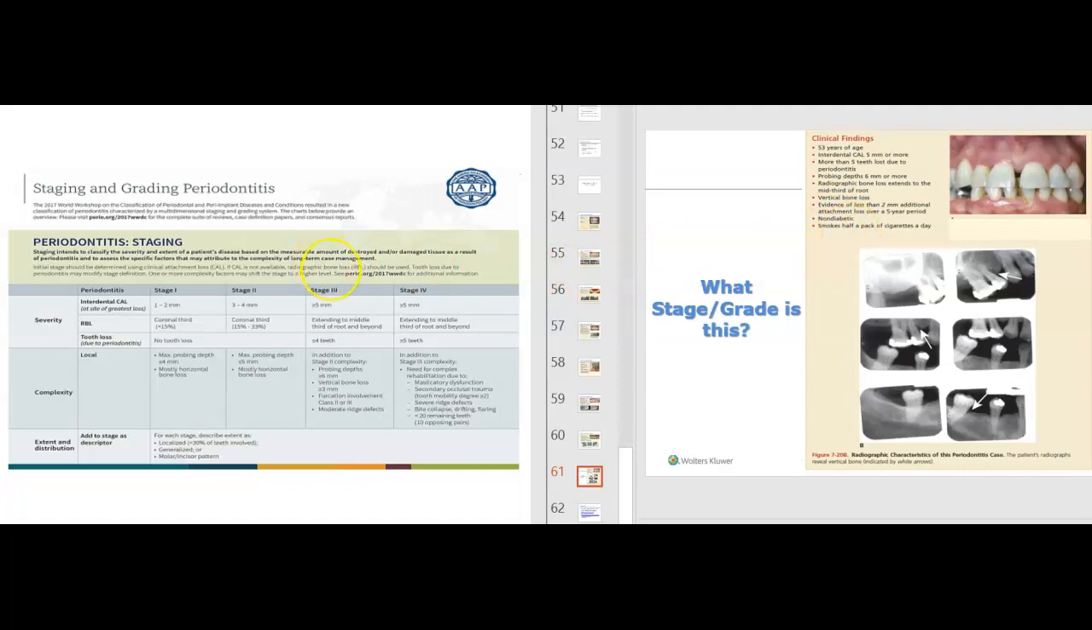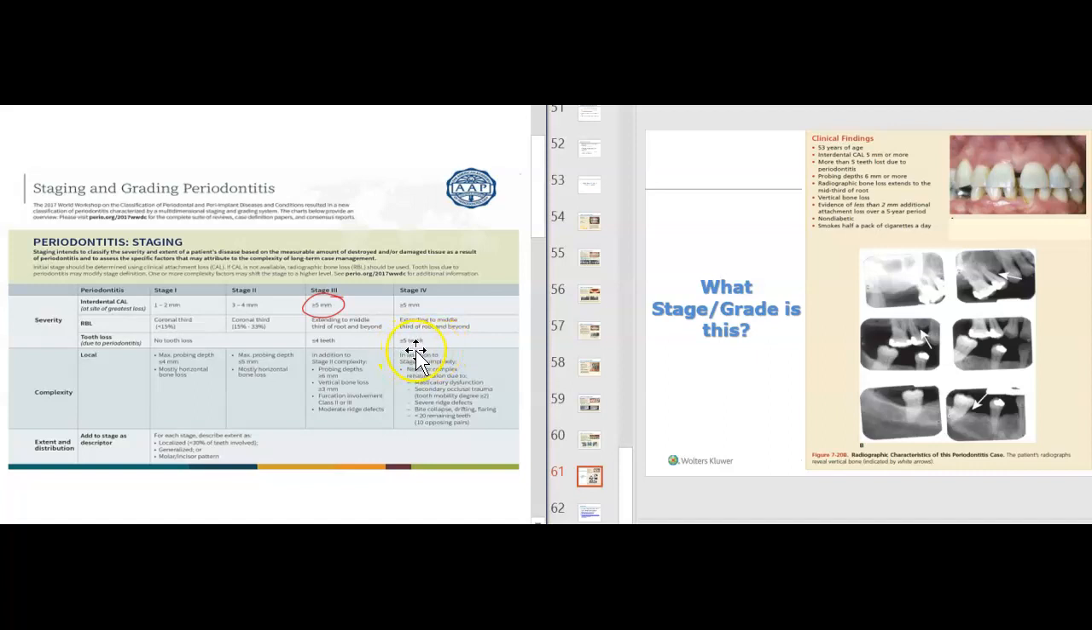So what stage or grade is this client? Well, he has an interdental CAL of 5 millimeters or more, so he could be either stage 3 or stage 4. I'm just going to go with stage 3. I'm going to go with the lower end just for now. He has lost more than 5 teeth. Oh, okay, look at that. This is 4 or more teeth.